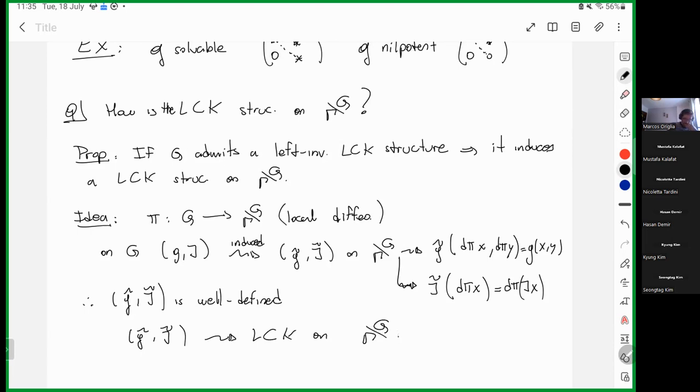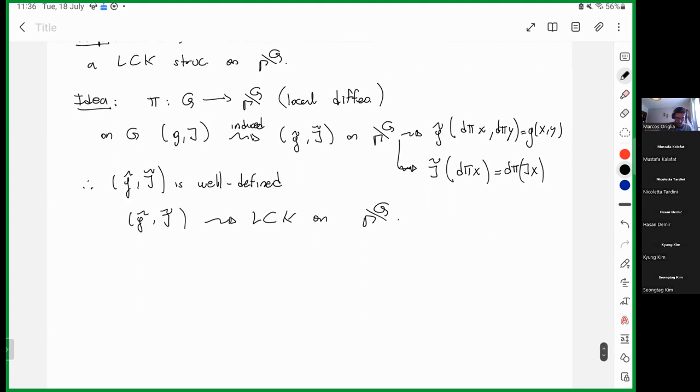The idea is very simple. What we need to pay attention to is that every time you have a left invariant structure on your group, by this way you can induce an LCK structure on your quotient. This structure on your quotient is called invariant. I mean, it doesn't make sense to talk about invariance in the quotient, since it's not a group, but it's just to emphasize that it comes from a left invariant structure on your group.